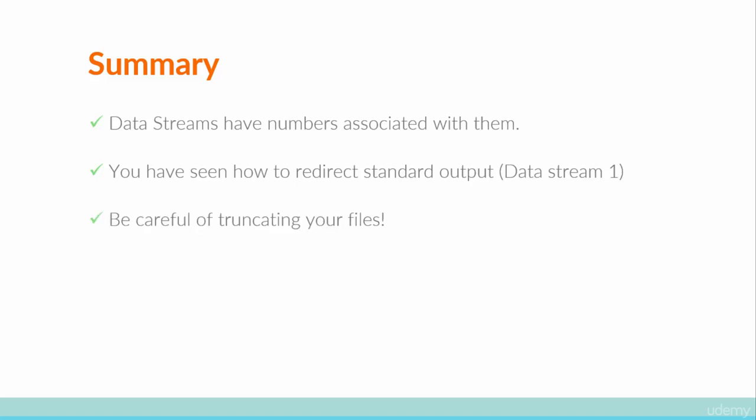But what you need to make sure of, and this works for all data streams, is that you need to be careful of truncating your files. You saw that when you use 1 arrow to redirect standard output, the shell would delete everything that was in the file, or in the place that you were redirecting to, before adding the data in. But if you use 2 arrows, then you can append your data to the file. You can add your data on top of what is already there. So just be aware of that.